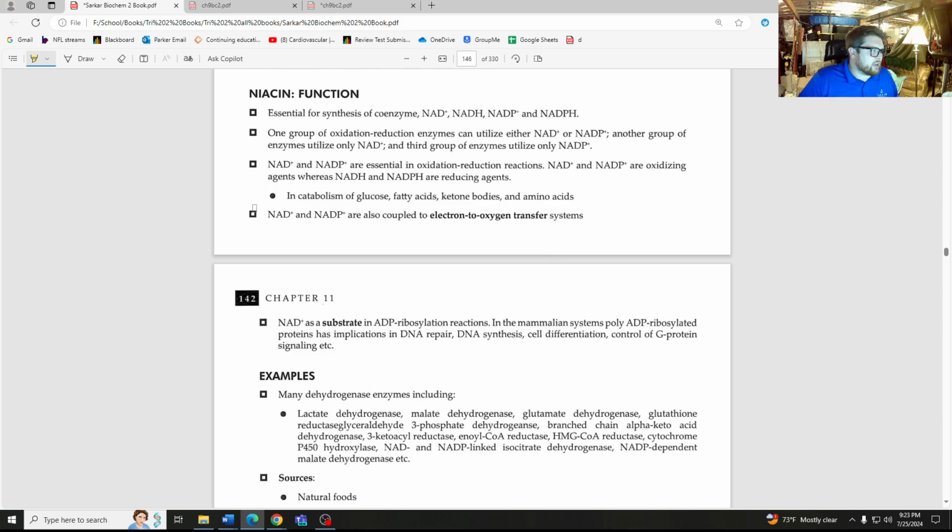Main idea, we're thinking NAD, NADH. The biggest thing that we're looking at with NADH is going to be energy production, ATP production. The whole point of glycolysis and of the Krebs cycle, electron transport chain, is using NADH to transport those high energy electrons to produce ATP. So if we don't have the niacin to create NAD, then we're not making ATP.